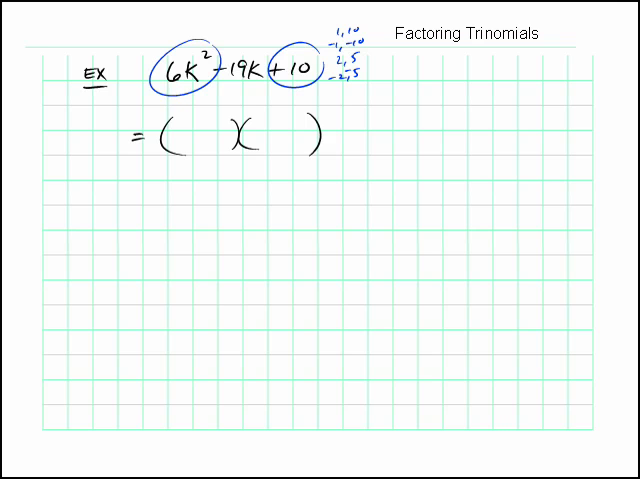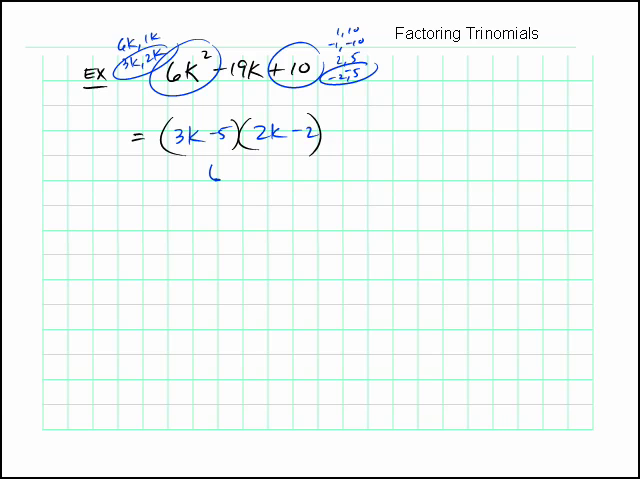6k squared. It could be 6k times 1k. Oh, let me fix that, it's not showing up clearly here. 6k times 1k. It could be 3k times 2k. Now I'm going to try, let's see here, the 3k and the 2k. And let's try the minus 5 and the minus 2. Let's see if I guessed correctly. I tried that set and that set.